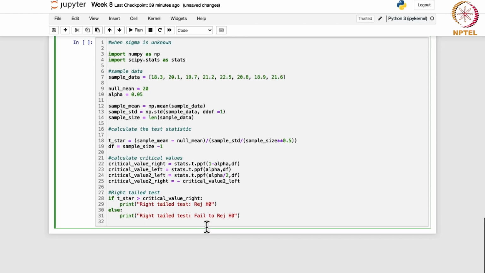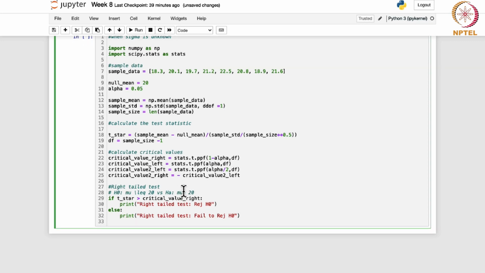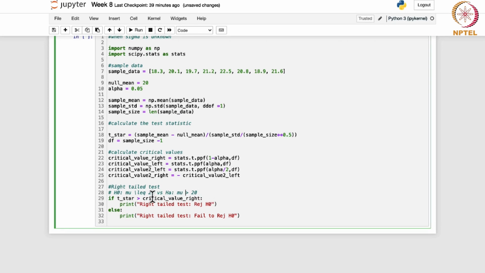So why we have written this? Because in right tail test, let me write, what is your null hypothesis? So null hypothesis in that case is that mu is less than equal to mu naught. So mu is less than equal to mu naught over here is 20, versus alternative would be that mu is greater than 20. So this is your null and alternative for the right tail test.